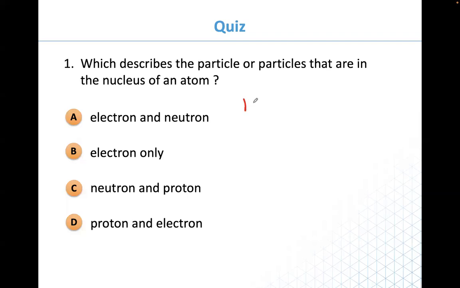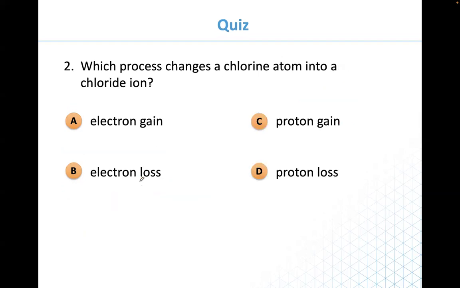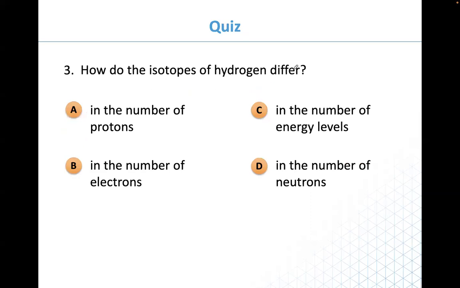Which describes the particles that are in the nucleus of an atom? In the nucleus of an atom, as I told you before, we have neutron and we have what? Proton. So the answer is neutron and proton. Which process changes a chlorine atom into a chloride ion? Chlorine has 17 electrons. When it gains one more electron, it becomes a chloride ion. So what do we call this process? Electron gain. How do the isotopes of hydrogen differ? They only differ in the number of neutrons.